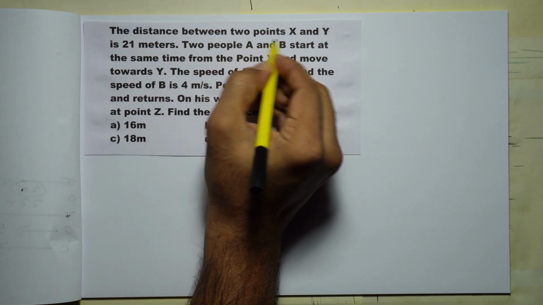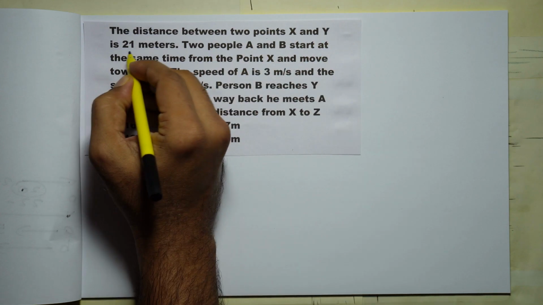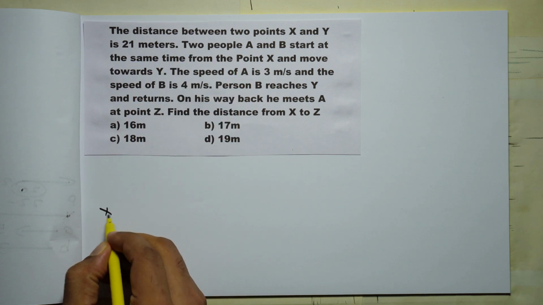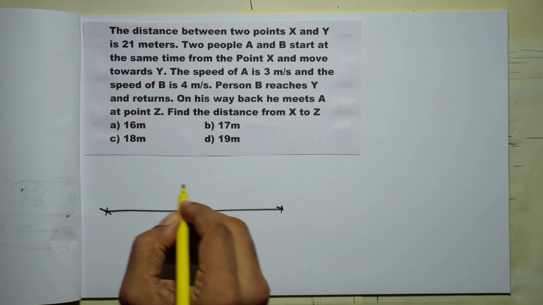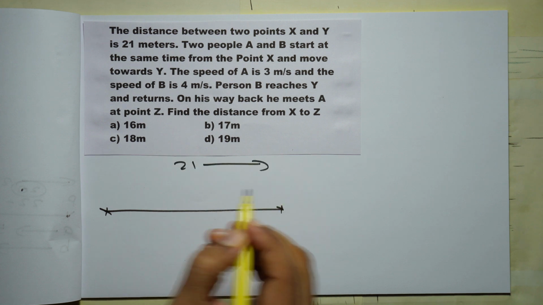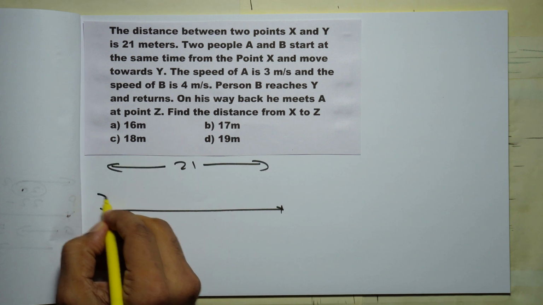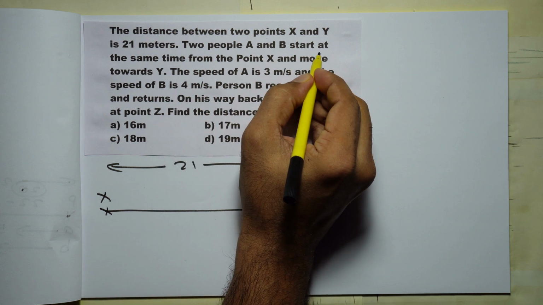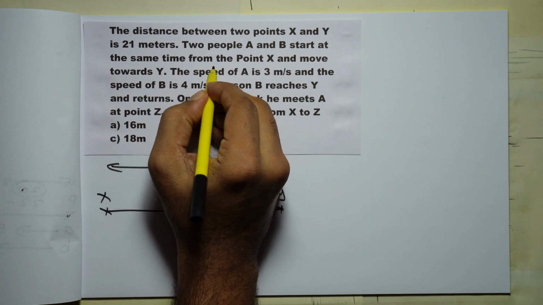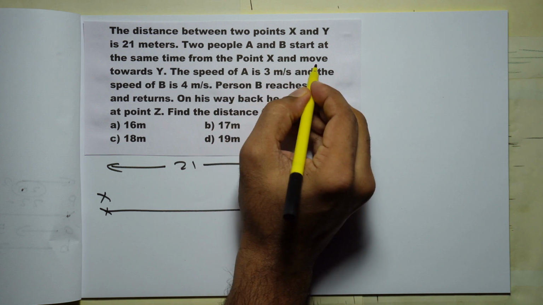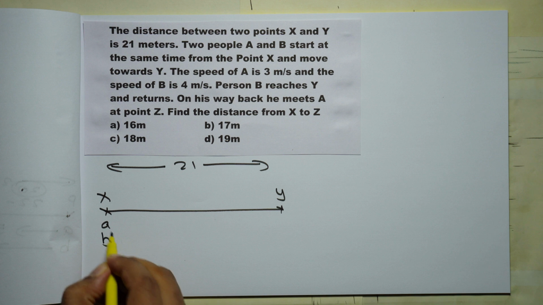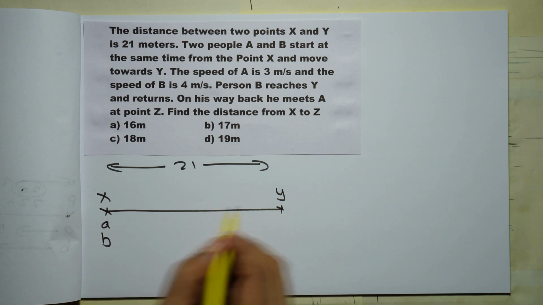The distance between 2 points X and Y is 21 meters. So I'll just mark the 2 points like this. Distance between them is 21 meters. X is here, Y is here. Two people A and B start at the same time from point X and move towards Y. So both A and B are at point X and they are moving towards Y.